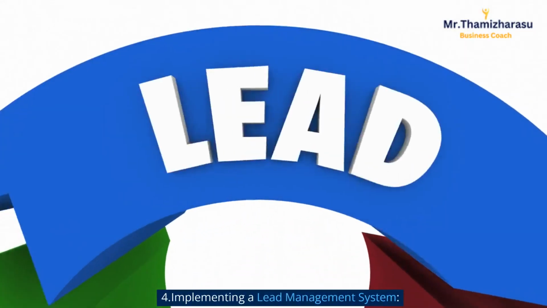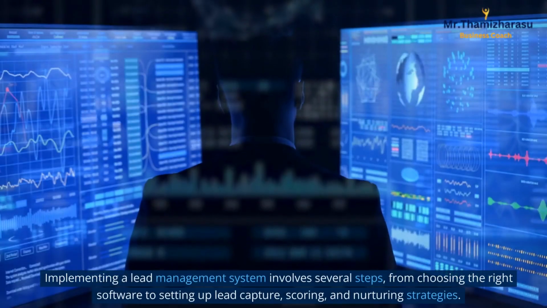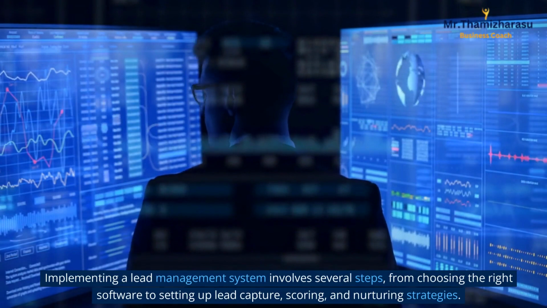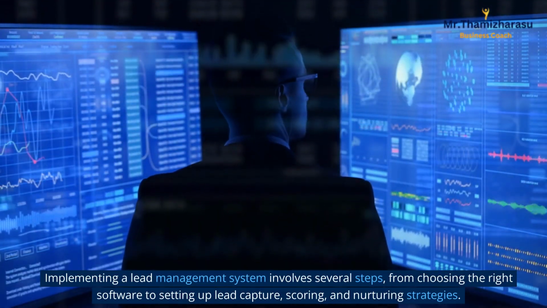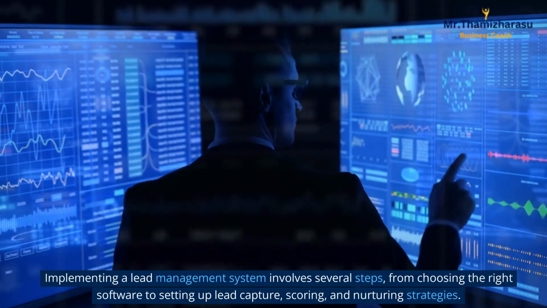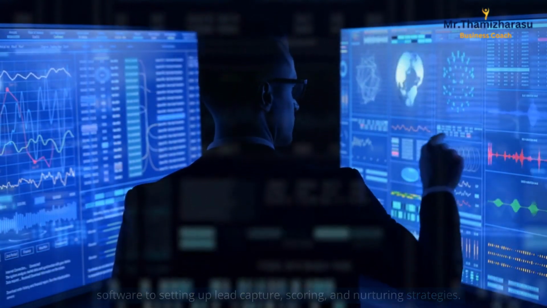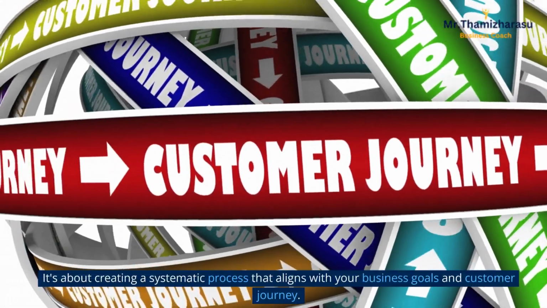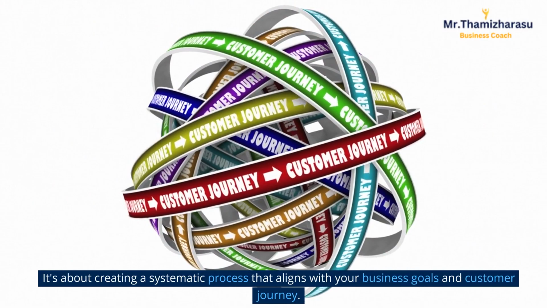4. Implementing a lead management system. Implementing a lead management system involves several steps, from choosing the right software to setting up lead capture, scoring, and nurturing strategies. It's about creating a systematic process that aligns with your business goals and customer journey.